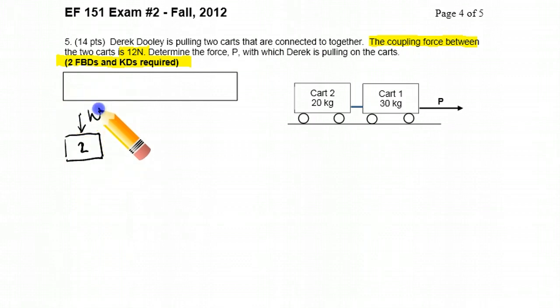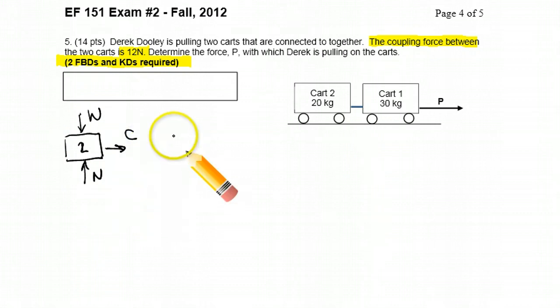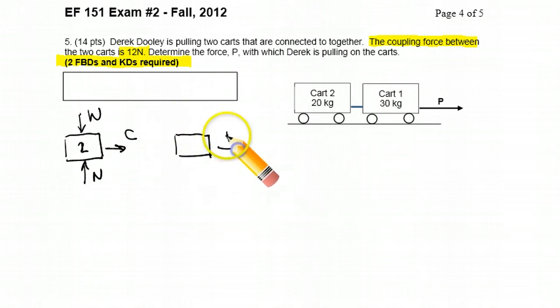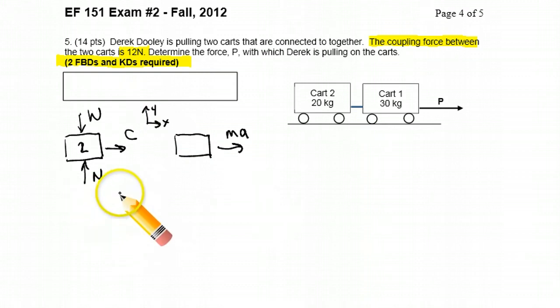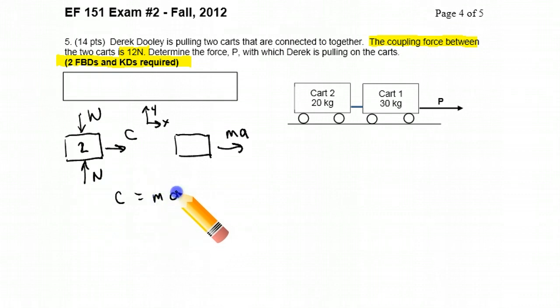And we'll have the weight, and we'll have the normal force, and we'll have a coupling force. Okay, and the kinetic diagram for that is going to be a mass times acceleration. And we'll use standard coordinate system. Alright, so that works out pretty easily. We know C equals MA. This is given as 12 newtons.